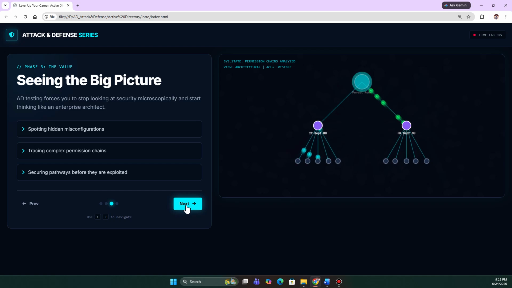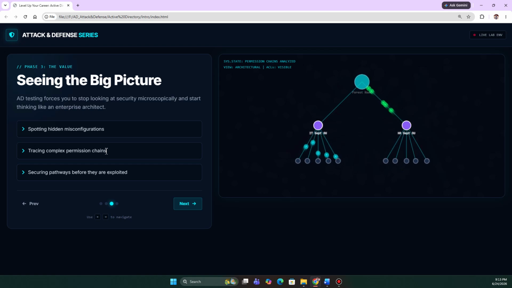Okay, so there are many amazing paths in cybersecurity, like bug bounty hunting, web application penetration testing, reverse engineering, malware analysis, etc., and they are all incredibly important. But Active Directory testing gives you something very unique. It teaches you how to see the bigger picture. So this is the value of understanding Active Directory.